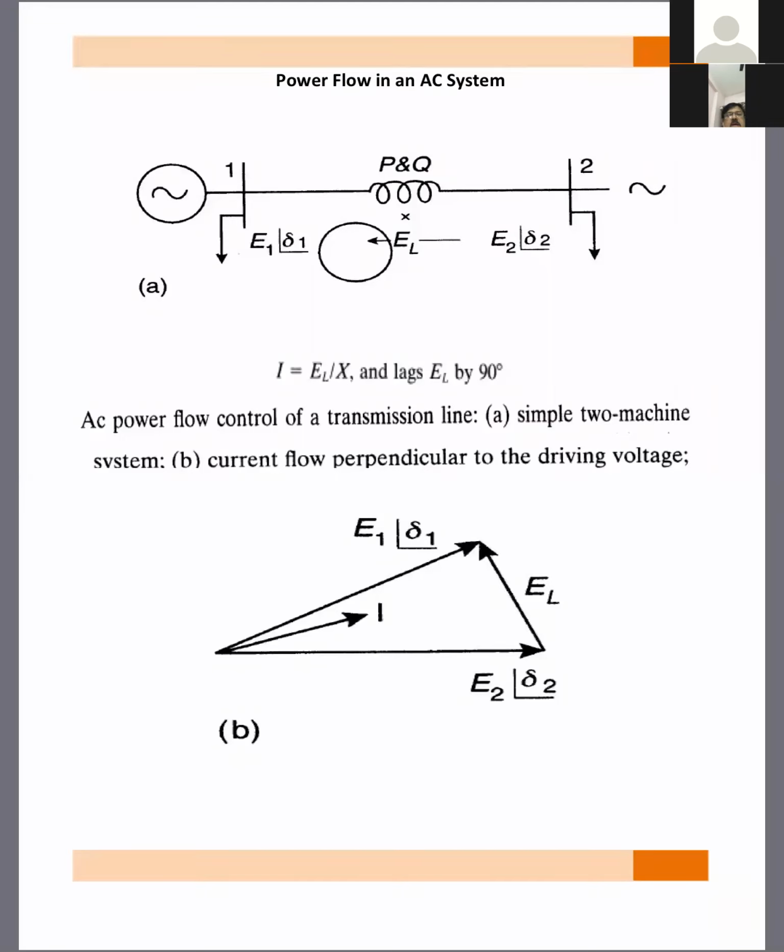I did the derivation regarding the power flow, and this is the further extension of that. Here we consider machine 1 as a generator and machine 2 as a load, or a generator. The voltage, which we previously took as V1, is now E1 and E2, the sending end and receiving end voltages, and their phase angles are delta 1 and delta 2.